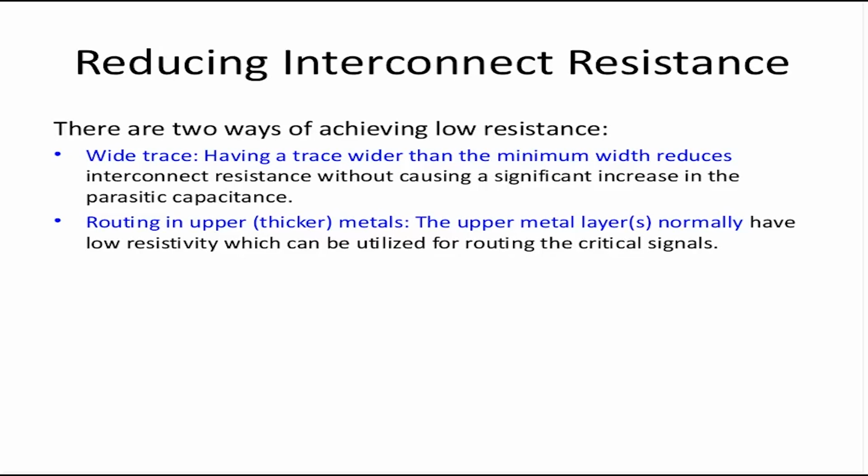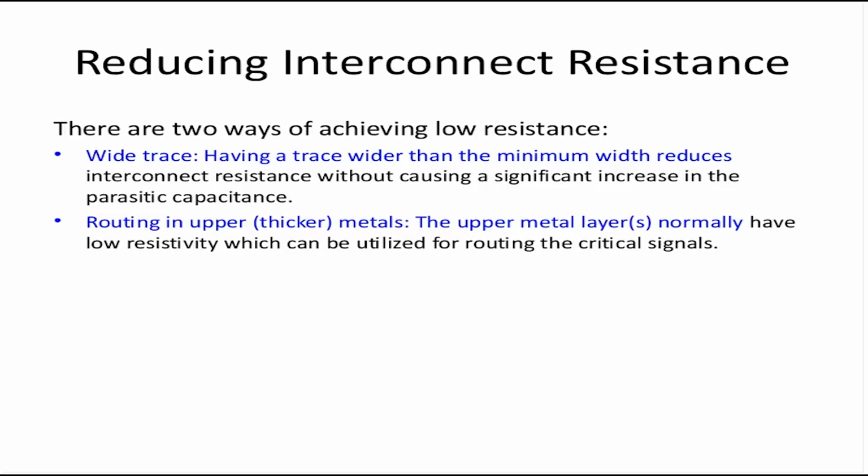Routing in upper thicker metals: in a fabrication process, the metal layers at the top of the stack are wider and thicker, so they usually have lower resistance, and most of the time they are used to route power signals and clocks, which are most critical in the design. So power signals are very critical. Why? Because an increased resistance on power signals will cause more IR drop issues. The more R, the more IR drop.